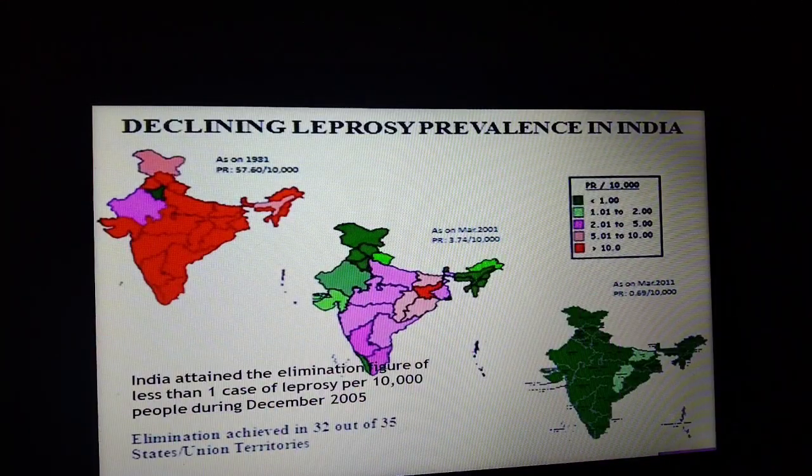Next is declining leprosy prevalence in India. Declining is nothing but becoming less, or decreasing cases. As we can see here, India attained the elimination figure of less than 1 case of leprosy per 10,000 people during December 2005. So the elimination was achieved in 32 out of 35 states and union territories. They have shown these cases in the map.